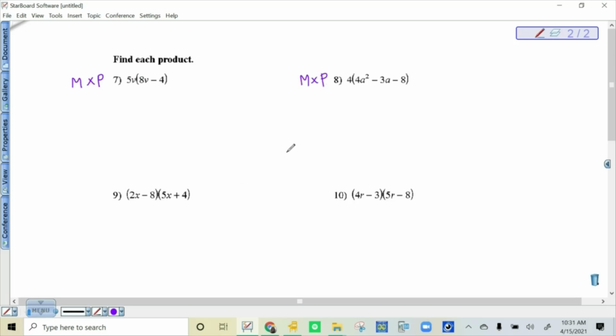I'm going to do number 8 with you. So I take this term out in front and I multiply it by every term inside the polynomial. So I do 4 times 4a squared plus 4 times negative 3a plus 4 times negative 8.